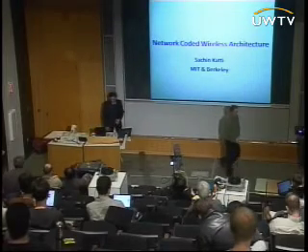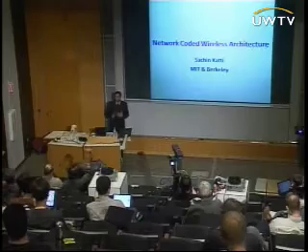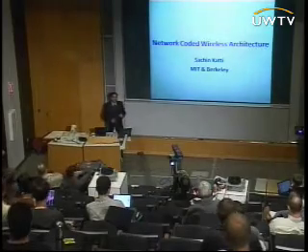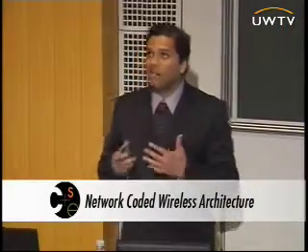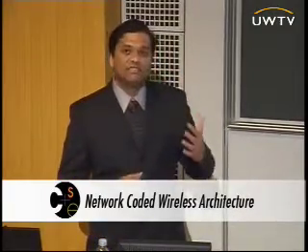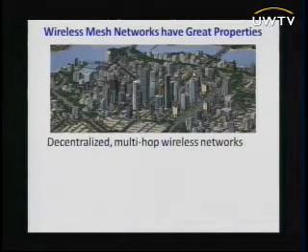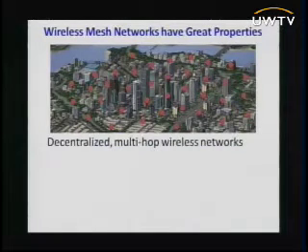Thank you. Thanks for the generous introduction. So today I'm going to talk about the network-coded wireless architecture for wireless mesh networks. But first, what are wireless mesh networks? Unlike traditional centralized access point or cellular networks, wireless mesh networks are decentralized multi-hop networks of wireless links. So typically, you would deploy wireless routers around a city like in this picture, and they would automatically discover and connect with each other to form a mesh network and provide connectivity from any node to any other node.